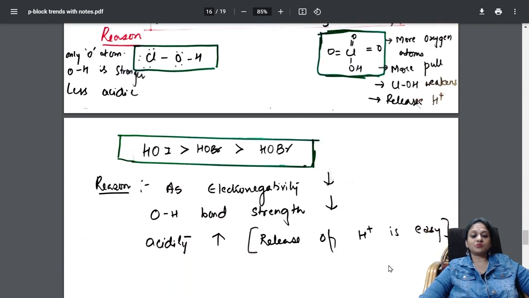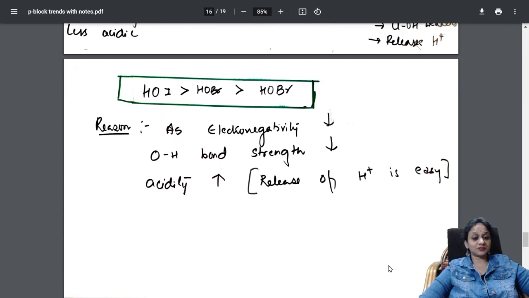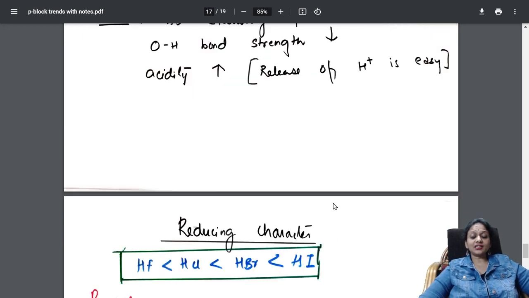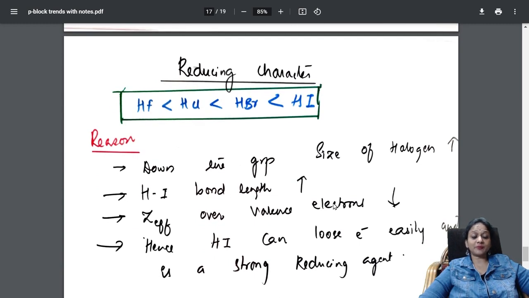Then comes one more with oxo acids, acidic strength. This also is mentioned. So this strength also is very important and how it depends upon the release of proton. Slowly, and then I took it to the reducing character, which is the most important part of your group 17. HI is the strongest reducing agent and HF is the strongest oxidizing agent.